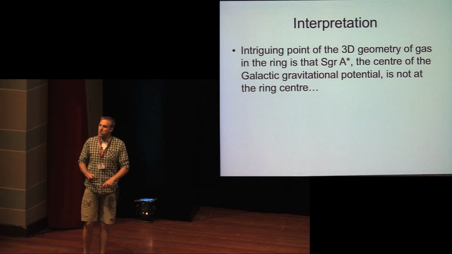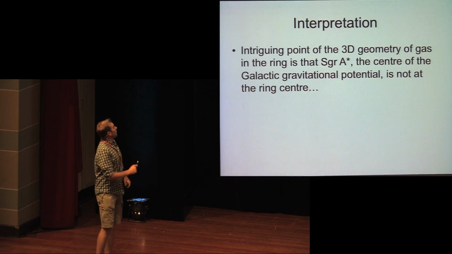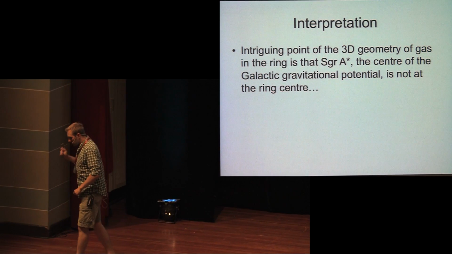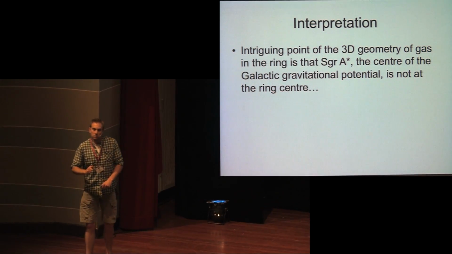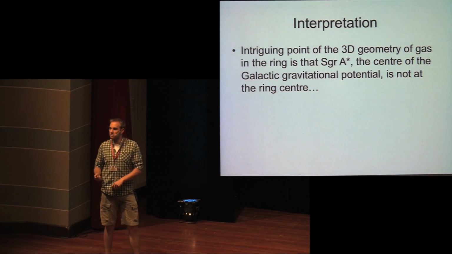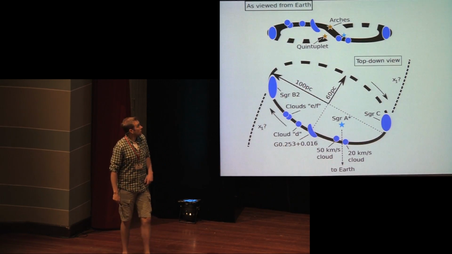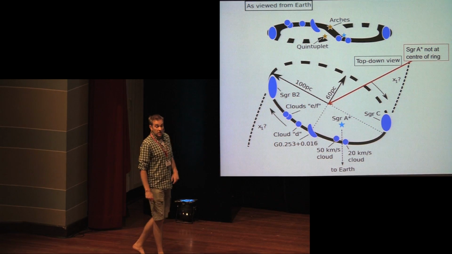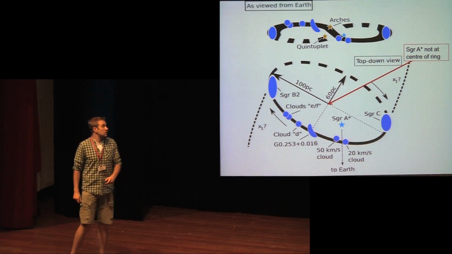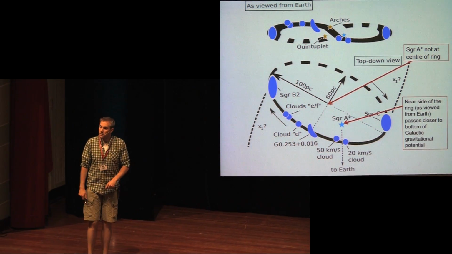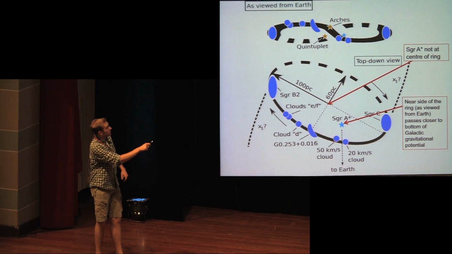Well, then we come to our intriguing fact number 2. The geometric center of this ring, the natural expectation would be the center of our galaxy, Sagittarius A star. Wrong. Turns out that's not the case. This is where you might expect the center of our galaxy to be, Sag A star, but in fact, it's here. It's closer to the front side of the ring than the far side of the ring.